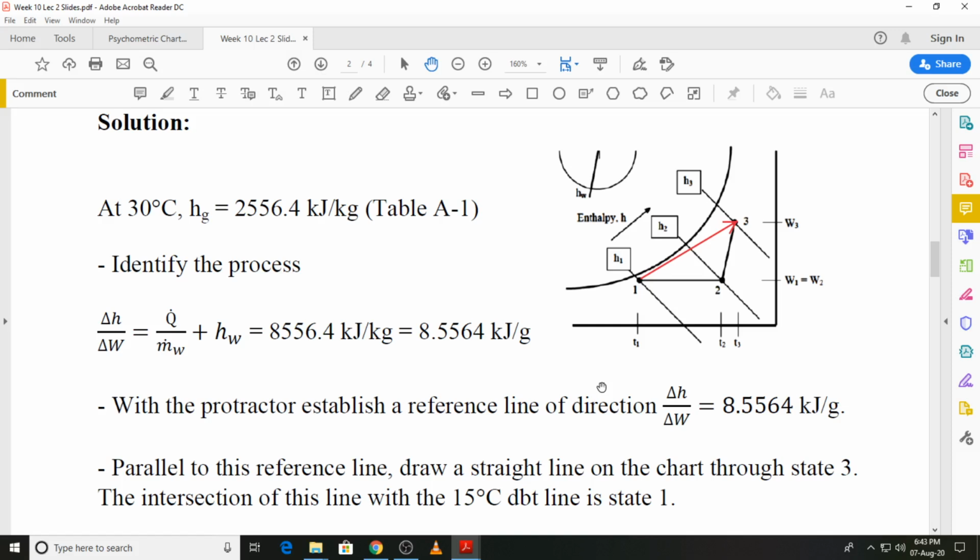All we knew was the dry bulb temperature of 15 degrees C, that is T1 was 15, but we did not know, if I just indicate that over here, that let's say this is 15 degrees C over here, we did not know at which point on this line state 1 lies, and that is what we need to establish.